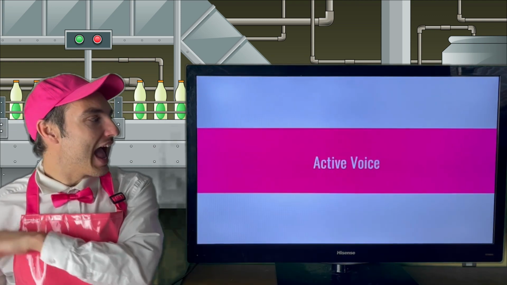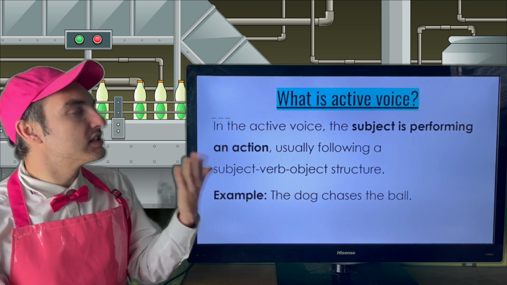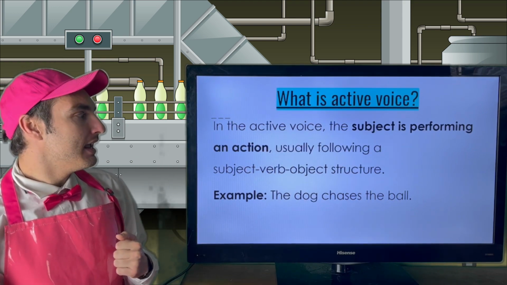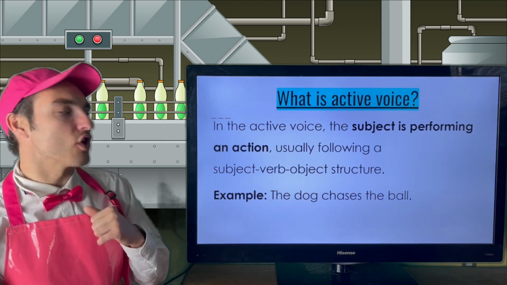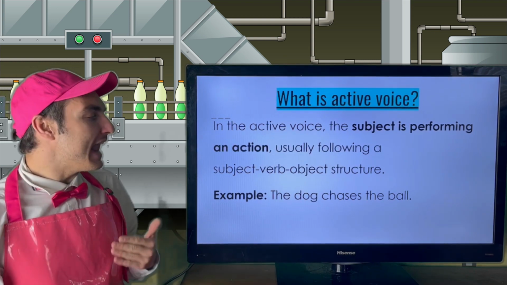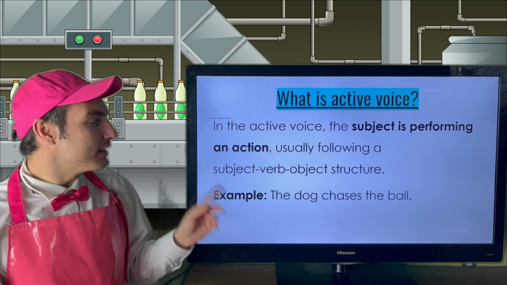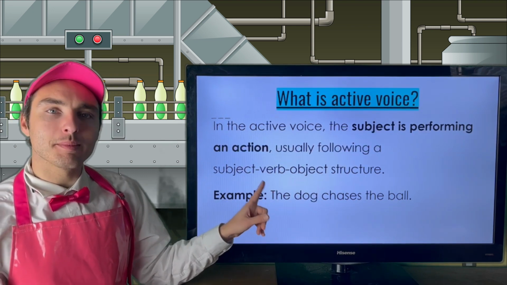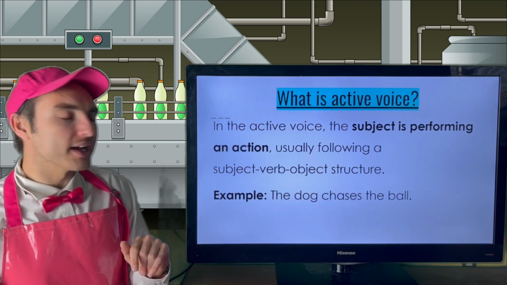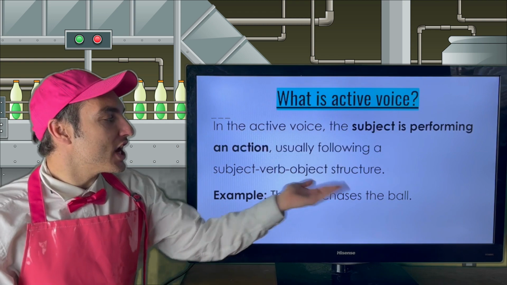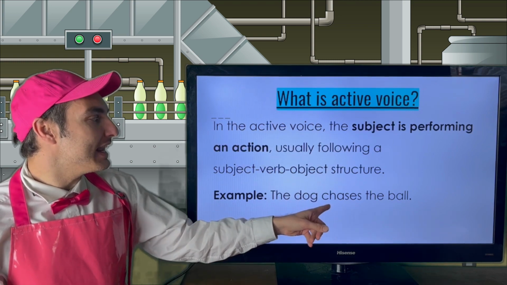First, let's talk about active voice. What is it? Well, active voice is basically where the subject of the sentence is performing an action. And it's usually following a subject-verb-object structure. SVO structure. For example, we have the dog chases the ball. In this active voice example, the subject is the dog, and it is performing the action of chases. So we have our subject and our verb. Then we have the object. What is the dog chasing? Oh yeah, it's chasing the ball. So here, this is active voice because the subject is performing the action.